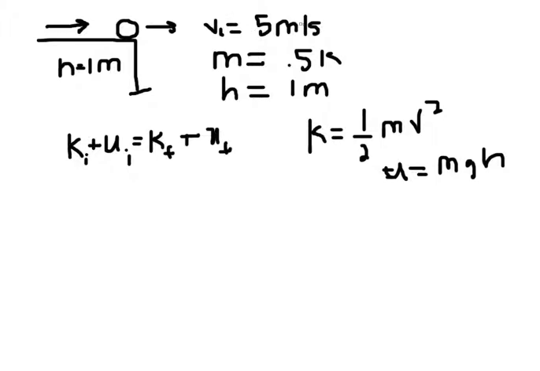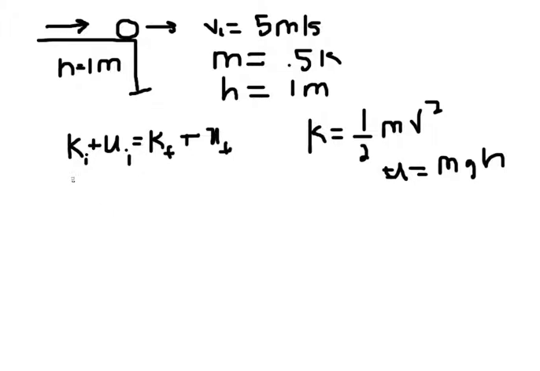So V initial is 5 meters per second. The mass is 0.5 kilograms, and the height is 0 here, and it goes up to 1 meter here. We know that the equation for kinetic energy is 1/2 mv squared. The equation for potential energy is mgh. So potential energy all has to do with the height. In this case, it has potential to do something. Once it's down here, it's all kinetic energy.